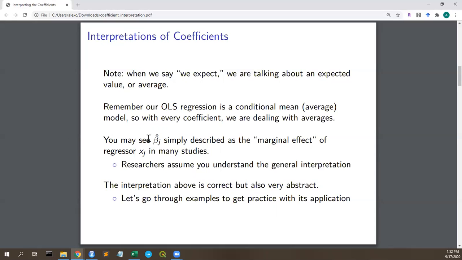So you may see beta j simply described as the marginal effect of regressor xj in many studies. That's because the researcher is pretty much going to assume that you understand what a regression is kind of implying and what the interpretation would be. So we can try a little bit of different interpretations with slightly different modifications of the variables, specifically taking the log.